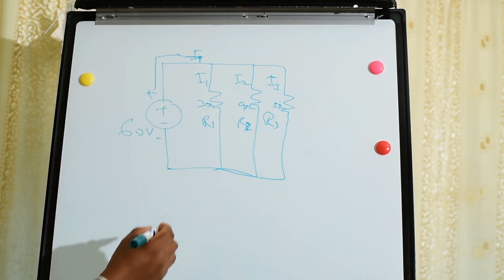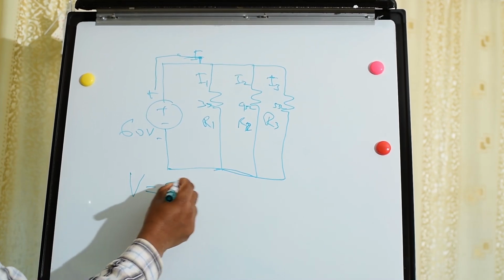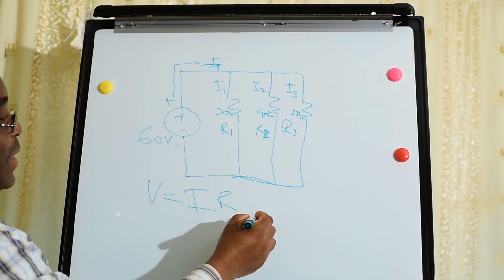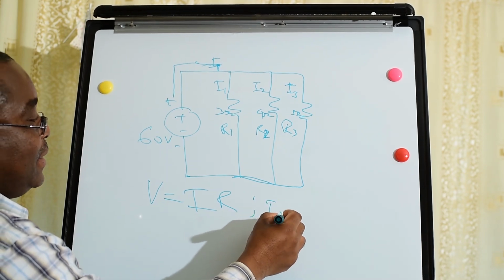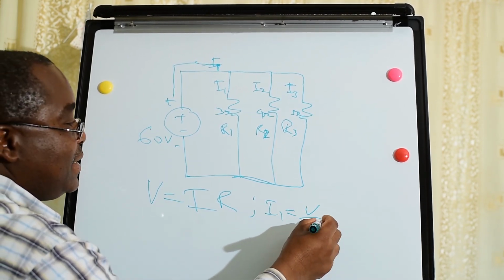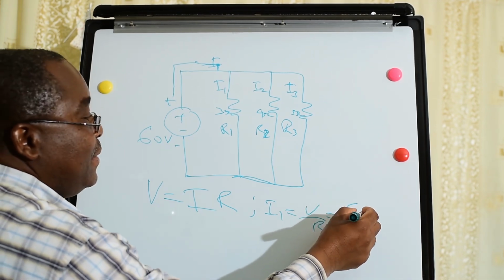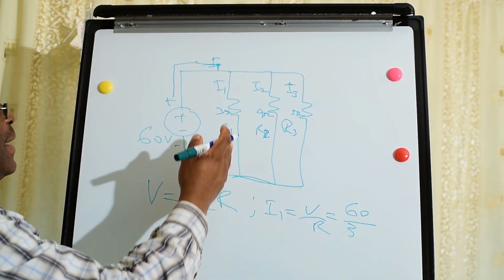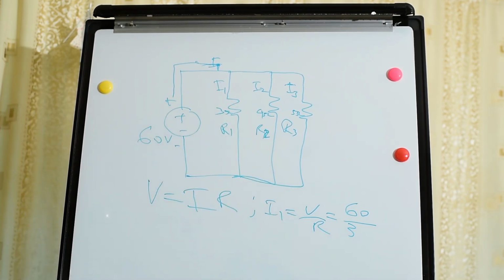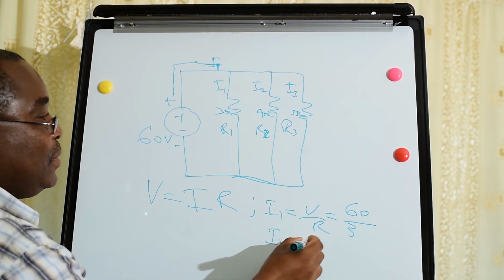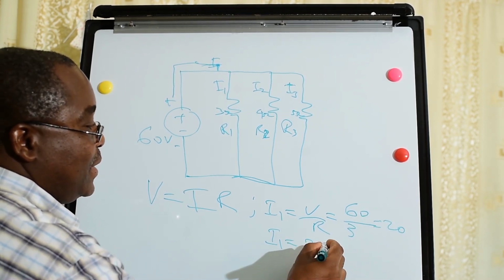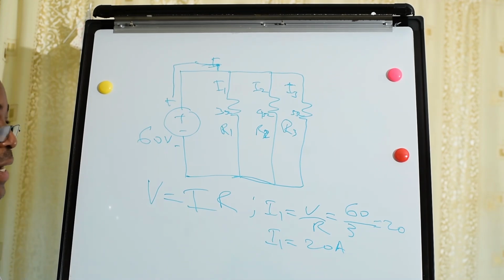From Ohm's law, the voltage has a relationship between current and resistance. To find the current I1, it is equal to voltage over resistance, which is 60 over 3. In a parallel circuit, the voltage is the same in each branch. So 60 over 3 is equal to 20. Our current here is 20 amperes. The unit of current is the ampere, and we write it as A.